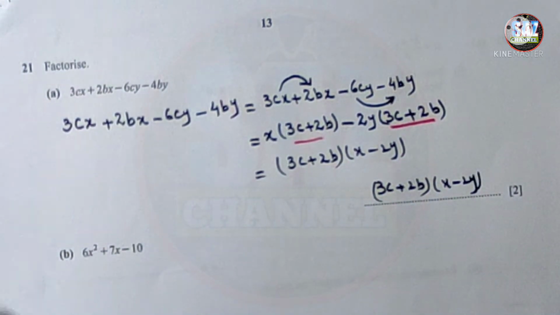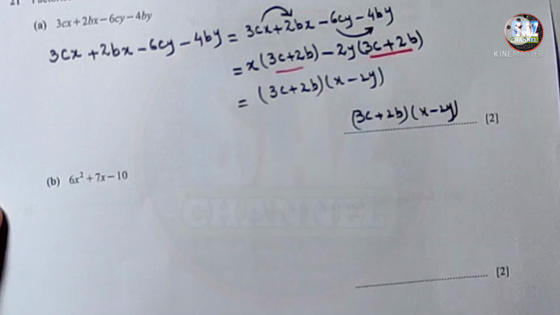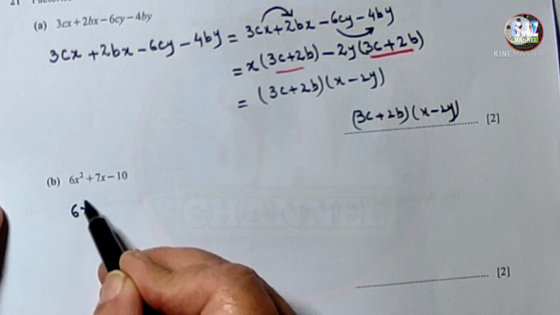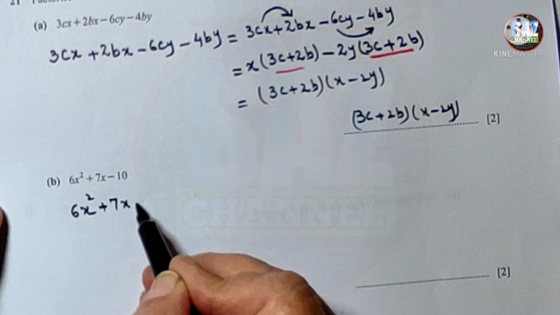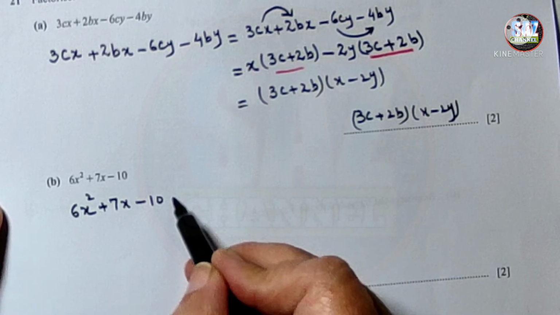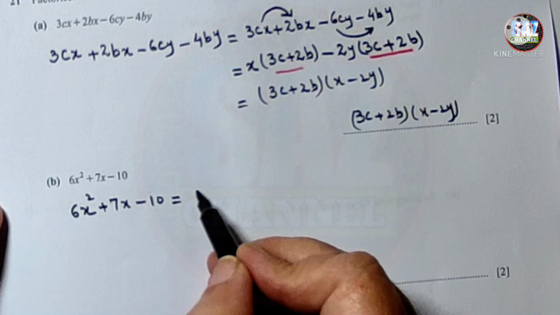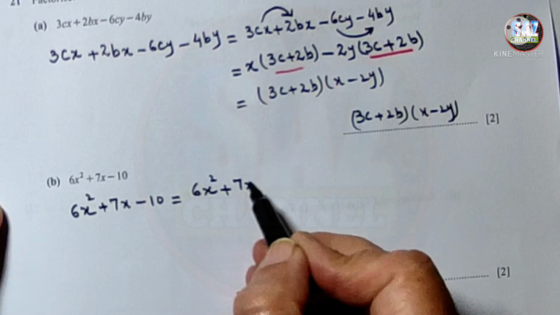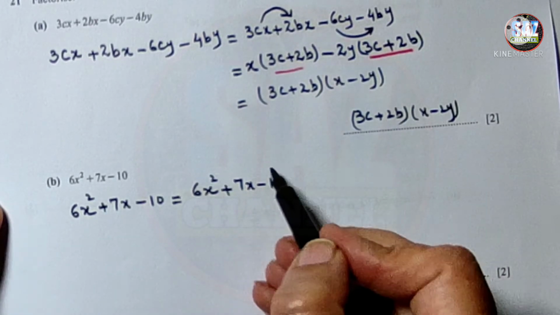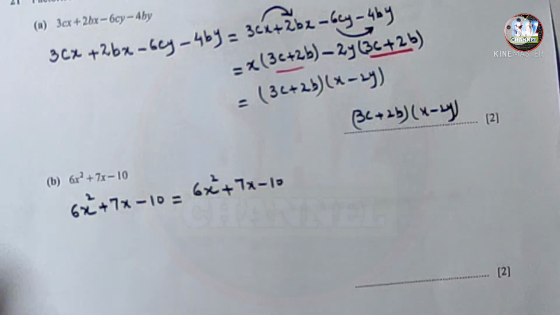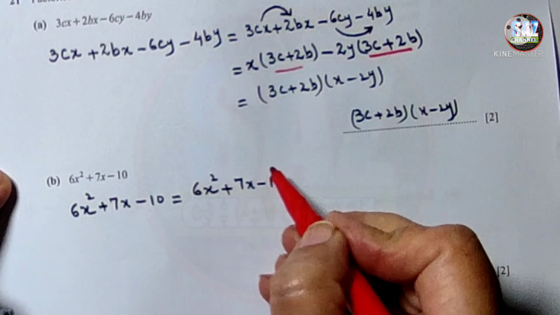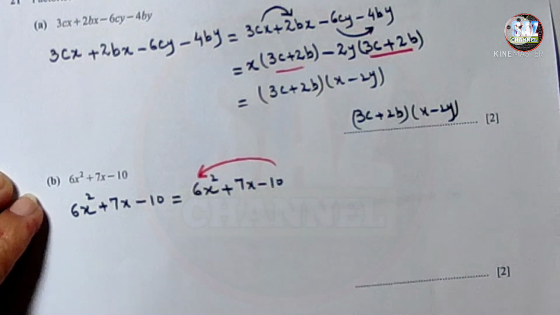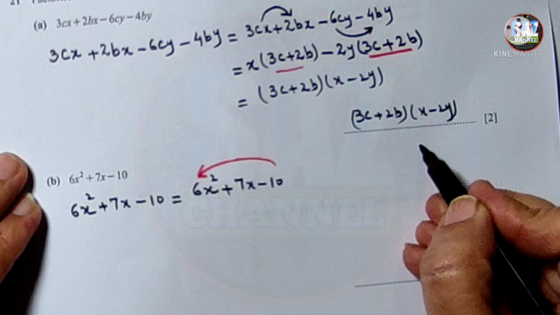Moving to the next question, 6x squared + 7x - 10. D2 chapter number 3. Recall what the method was for the factorization of quadratic equations and expressions. 6x squared + 7x - 10. Multiply the constant with the coefficient of the x squared term, and that gives me 10 multiplied by 6 is 60, and then 60 with a minus sign.